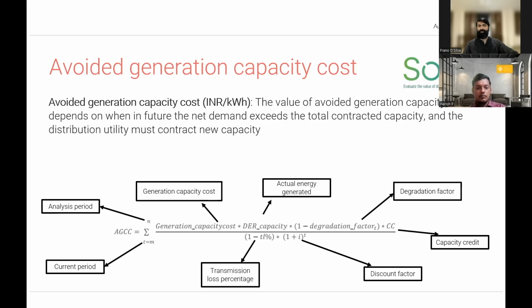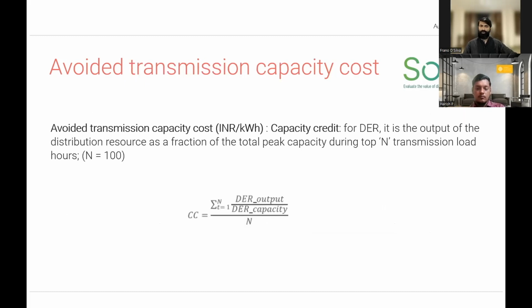As you can see from the formula, in this formula as well, we have taken into consideration the capacity credit, which is calculated as shown previously, where we try to determine how much of the distributed energy resource contributes in covering the top 100 peak loads in your load profile.